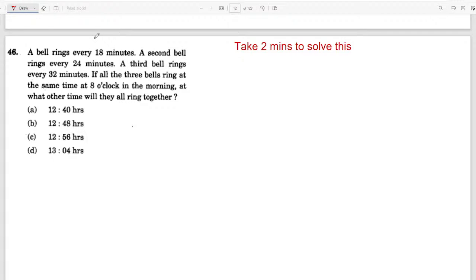Post your answers here. So we'll see others who have solved it. Please post it. In the meanwhile, I'll solve the question here.